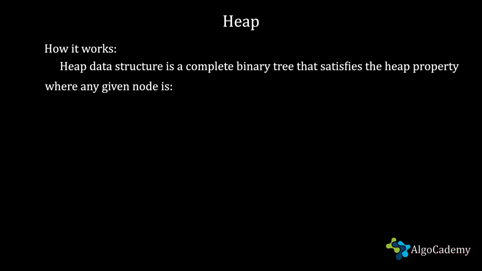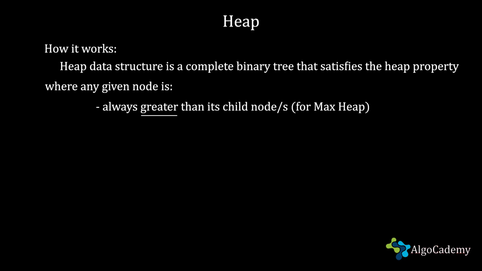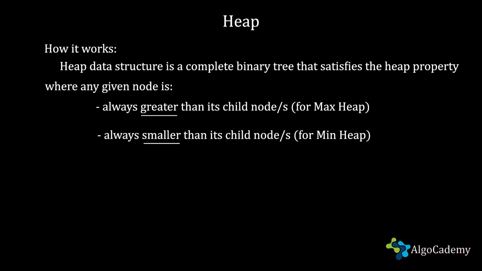The heap is a complete binary tree that satisfies the heap property where any given node is either always greater than or equal to its child node or nodes for a max heap, or it is always smaller than or equal to its child node or nodes for a min heap. A complete binary tree is a binary tree in which all the levels are completely filled except possibly the lowest one, which is filled from the left. But let's see an example.